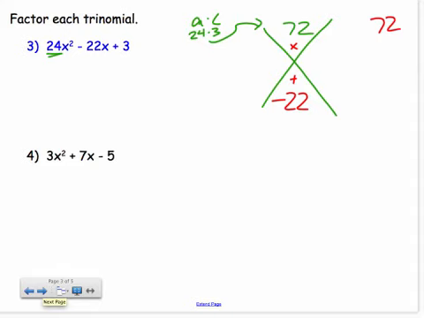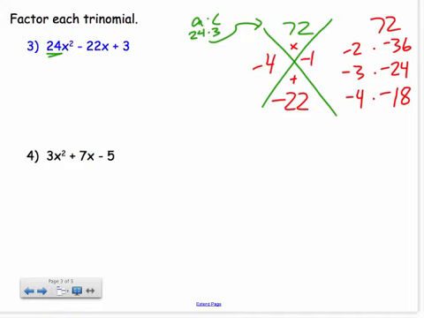Because I want factors of 72 that add up to a negative 22. Well, I don't need negative 1 times negative 72. Those aren't going to add up to that. Even my next one, negative 2 times negative 36. That's not going to add up to a negative 22. Let's try the next one. Negative 3 times negative, what do we got, 24? We're getting closer, aren't we? And we got negative 4 times negative 18. Oh, that looks like it works. Negative 4 plus negative 18 is negative 22. So those are my two factors.